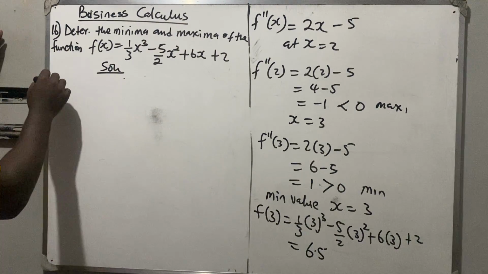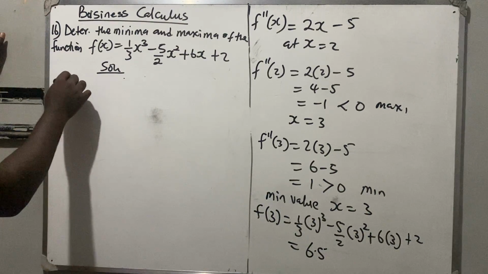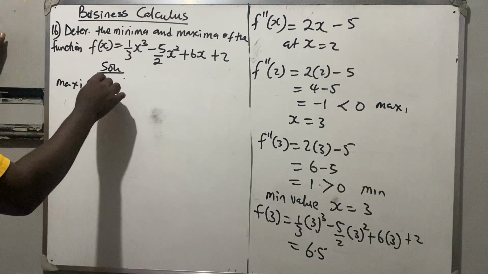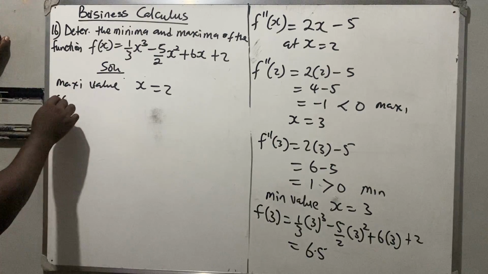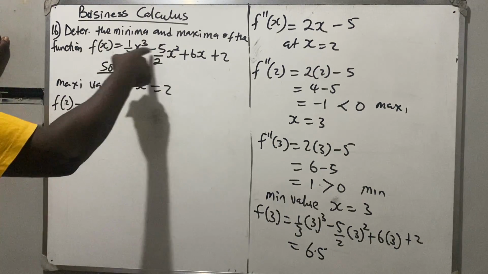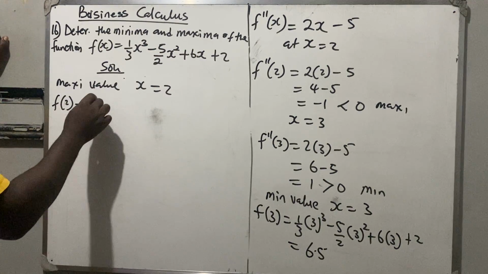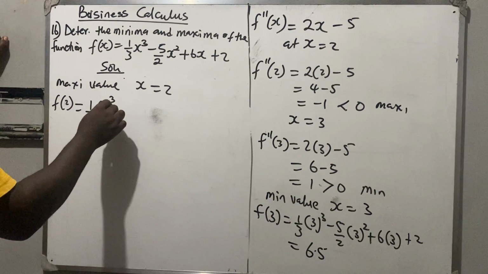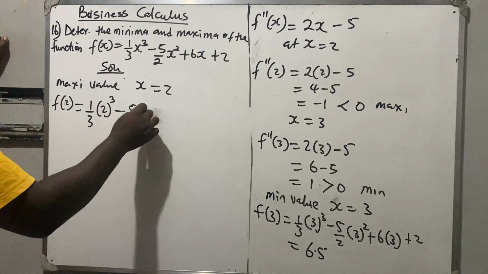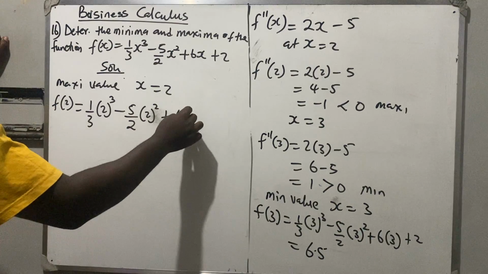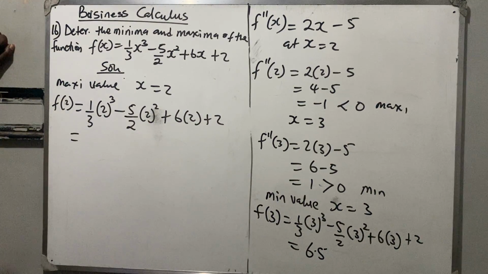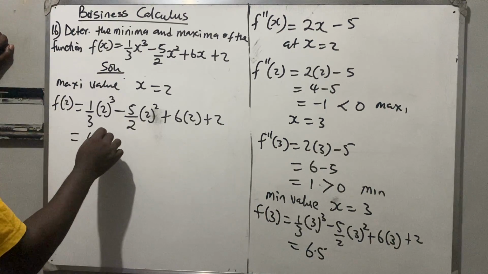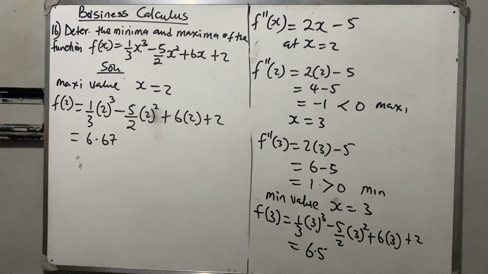So for the maximum value, it is where x is equal to 2, the other one. So f of 2 simply means anywhere I see x here, I put 2: 1 over 3 into 2 raised to power 3, minus 5 into 2 raised to power 2, plus 6 into 2, plus 2. You need to clear the bracket and find the answer. For my own, I have 6.67 as my maximum value. So that is that for minimum and maximum.